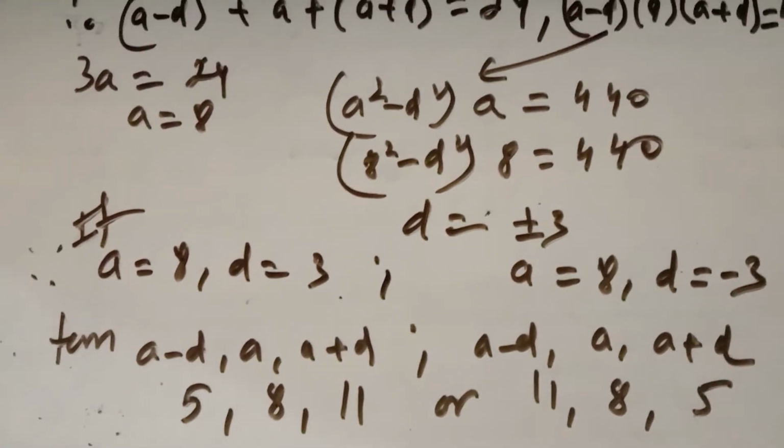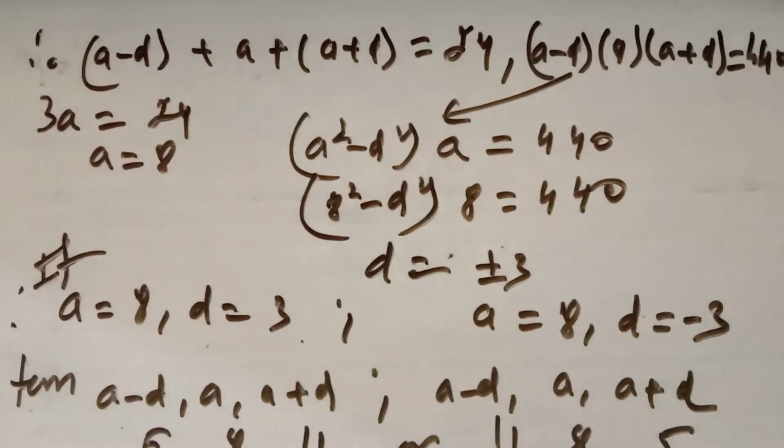So whenever the sum and the product of the terms of an AP are given, you let them be A minus D, A and A plus D.